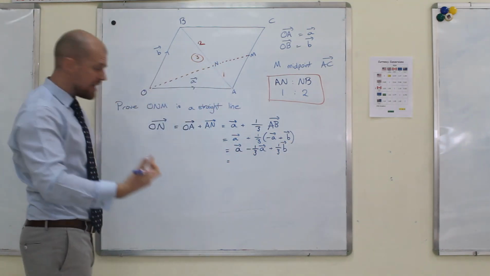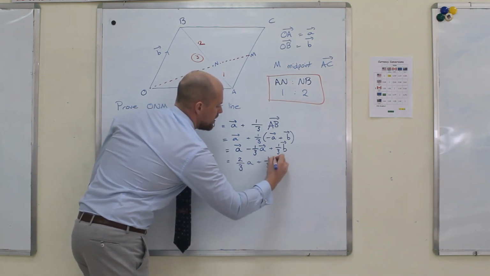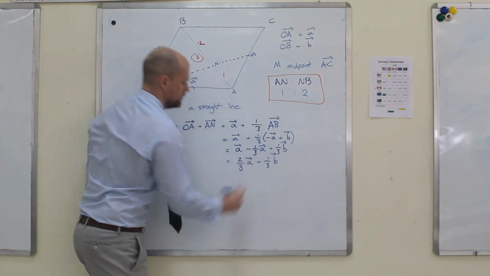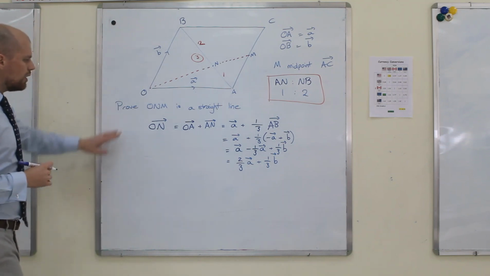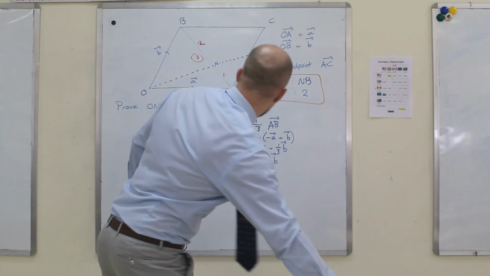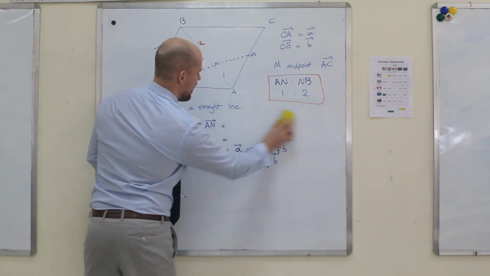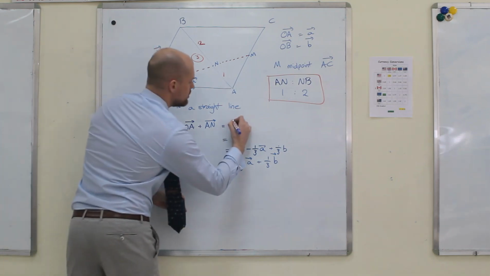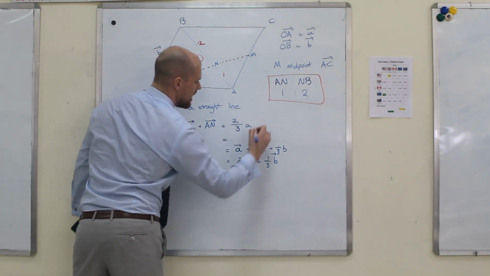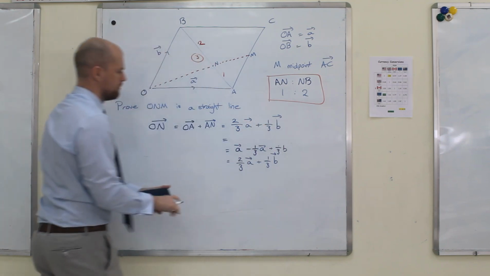Which A minus 1/3 A is 2/3 A, and I get 1/3 B. Okay, so O to N is 2/3 A plus 1/3 B. I'm going to write that down up here and rub it out so I have some more space. If you need to go back, obviously you can, just rewind the video. So 2/3 A plus 1/3 B.